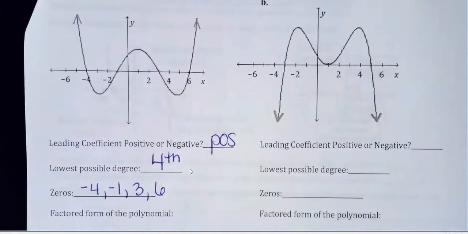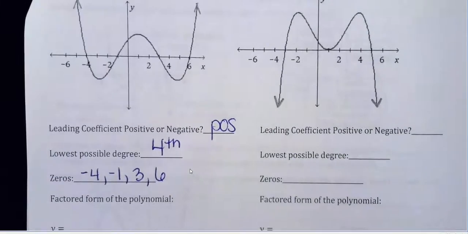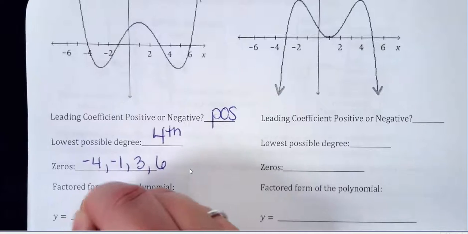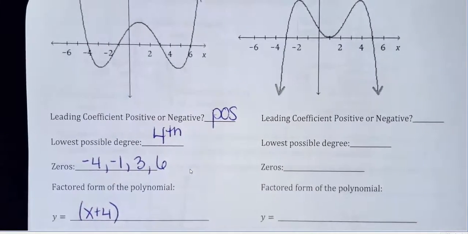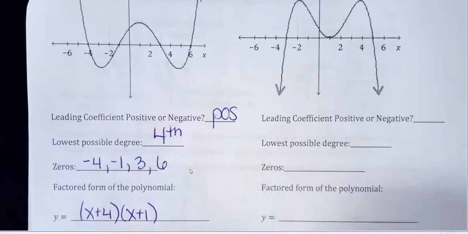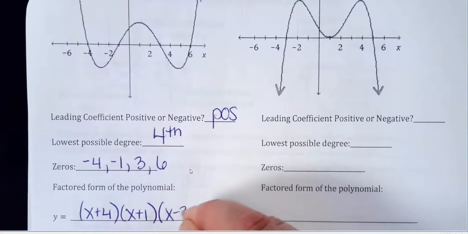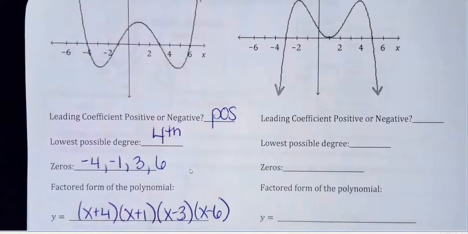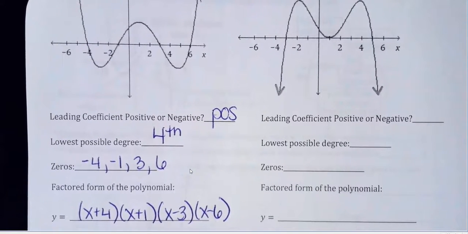And the last part of the question literally is just going to have us actually write out a possible equation for the polynomial in factored form. So you're just going to turn your zeros into factors. It's really quick. So if -4 is the 0, x plus 4 would be the linear factor. If -1 is my 0, it'd be x plus 1. If it's 3, it'd be x minus 3. And if it's 6, it's x minus 6. Those do not have to come in any particular order. You do not need to multiply it out. It just says factored form, and you would just leave it like that.